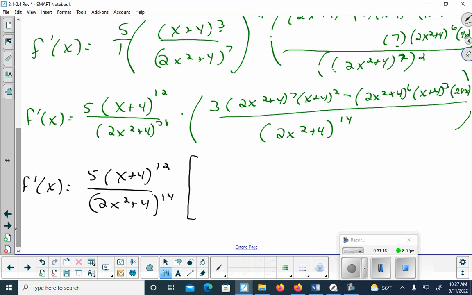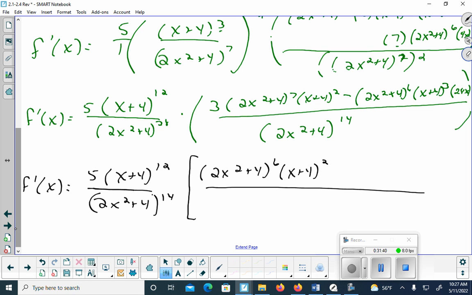I have a 2x squared plus 4, one's raised to the 6th, one's raised to the 7th, so I'm going to factor out a 2x squared plus 4 to the 6th because that's the lowest power. Wait, where did it go? And then I have an x plus 4 squared and x plus 4 to the 3rd, so x plus 4 squared is the lowest power.